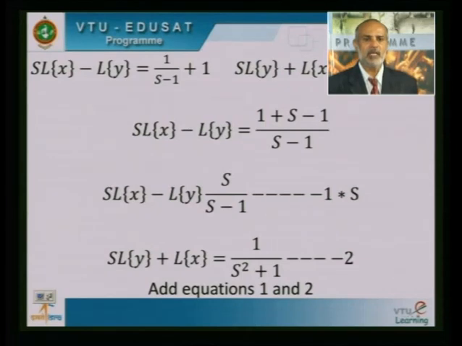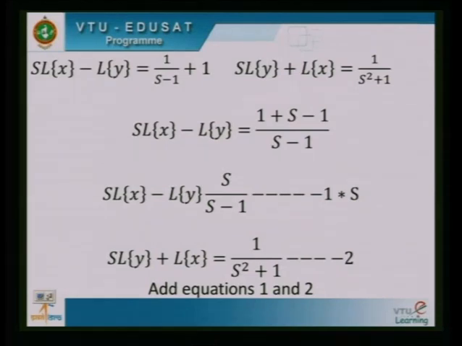S into L of x minus L of y is equal to 1 divided by s minus 1 plus 1. Then the second equation is S into L of y plus L of x is equal to 1 by S squared plus 1. Then S into L of x minus L of y, you can take LCM: 1 by S minus 1 plus 1 can be written as 1 plus S minus 1 divided by S minus 1, minus 1 plus 1 will get cancelled. S into L of x minus L of y is equal to S divided by S minus 1. And the second equation is S into L of y plus L of x is equal to 1 divided by S squared plus 1, call it equation 1.